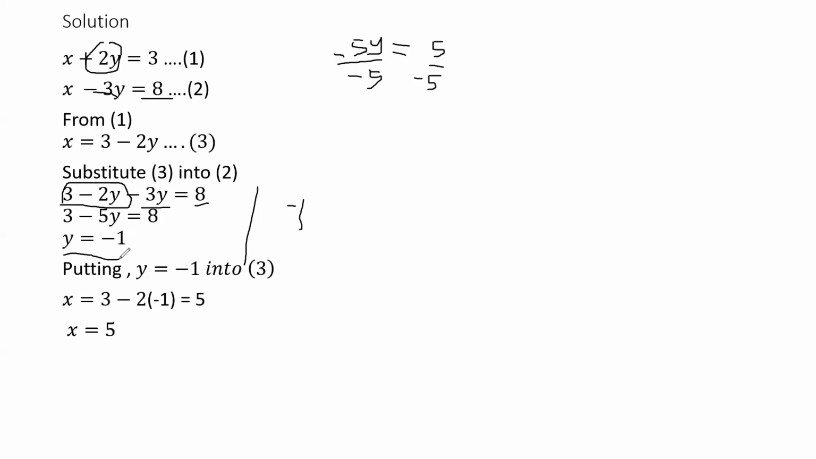So having gotten y equal to negative 1, we can take any one of the equations. We have equation 1, equation 2, equation 3. Put y in any one of them, you get x. But since you have already made x the subject in equation 3, that one becomes easier. So you can go to equation 3 and put y equal to minus 1 in equation 3. So that's why I'm having x equal to 3 minus 2 times minus 1, which gives 3 plus 2. Therefore, x becomes 5.